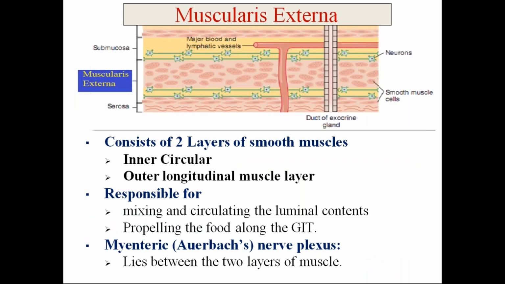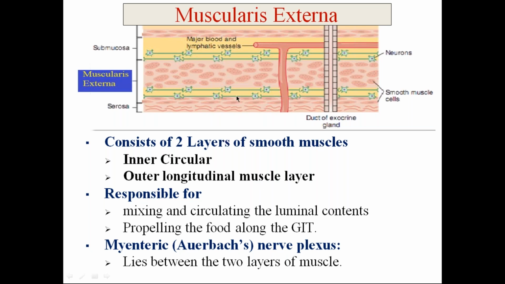Outer to the submucosa, you have the Muscularis Externa. You can see there is the external muscular layer. Now this muscular layer in turn comprises 2 layers of smooth muscles: you have the circular muscle layer and you have the outer longitudinal muscle layer. So innermost is the mucosa, outer to that you have the submucosa, outer to that is the Muscularis Externa. This is where the circular and longitudinal muscle layers are located.